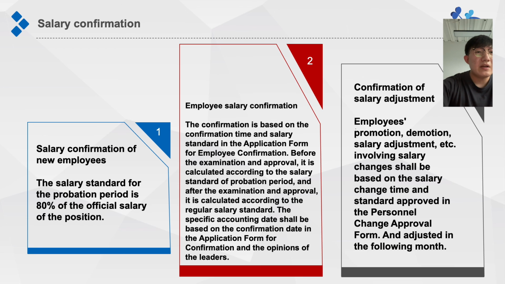The specific accounting date shall be based on the confirmation date in the confirmation application form and the opinions of the leaders. Confirmation of salary adjustment: employee promotion, demotion, and salary adjustment, etc., involving salary change shall be based on the salary change time and the standard approved in the personnel change approval form, and adjusted in the following month.